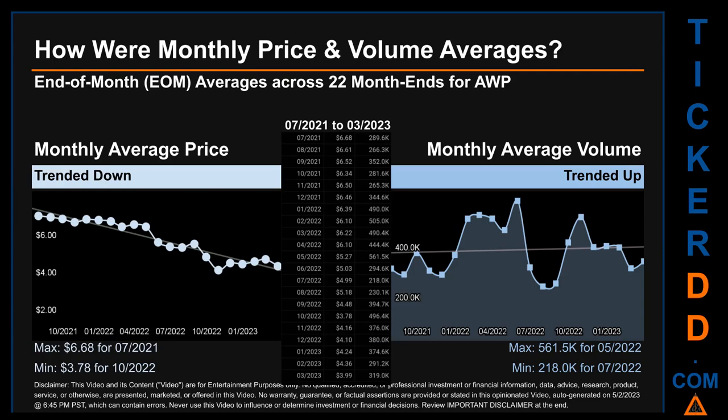The maximum end-of-month average price was $6.68 for 07/2021, while the minimum was $3.78 for 10/2020. Looking at volume, 05/2022 and 07/2022 respectively saw the highest and lowest monthly average volume at 561.5 thousand and 218,000.